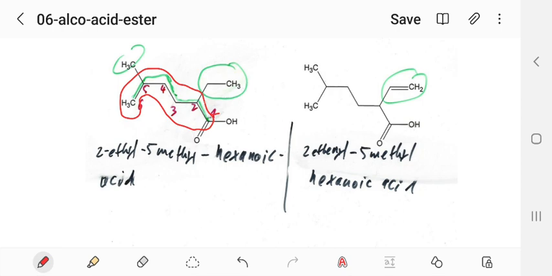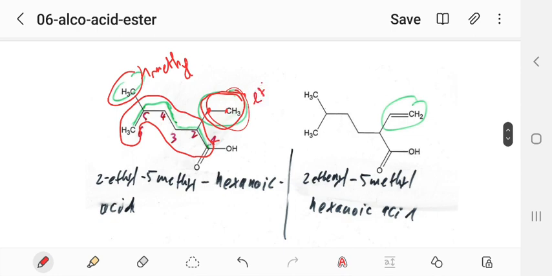Then we also check the branched elements. So we have this one here, an ethyl group, because it's made of 1, 2 carbons. And this one here is just made of 1 carbon, so it's a methyl. This one is a methyl. And this one is an ethyl. And the rest is 6 carbons, therefore it's hex. And it has this functional group, so it's a carboxylic acid, so it's hexanoic acid.